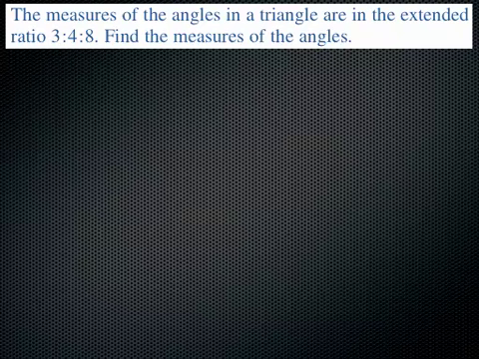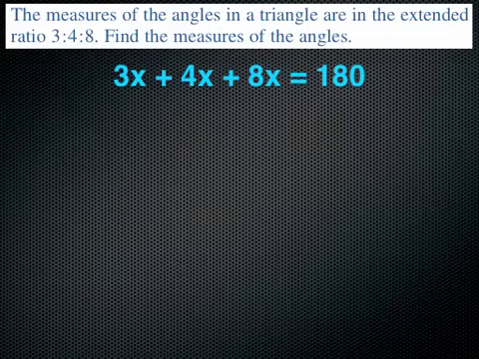What I can say about these angles, I know the three angles of a triangle have to add up to 180. I don't actually know the angle measures yet, but I do know the ratio would be 3 to 4 to 8. So I can say 3x plus 4x plus 8x, the 3, 4, and 8 are coming from my ratio, equal 180. So 3x, 4x, and 8x are all representing angle measures. When I combine 3x plus 4x plus 8x, I get 15x equals 180. Divide both sides by 15 and you get x equals 12.